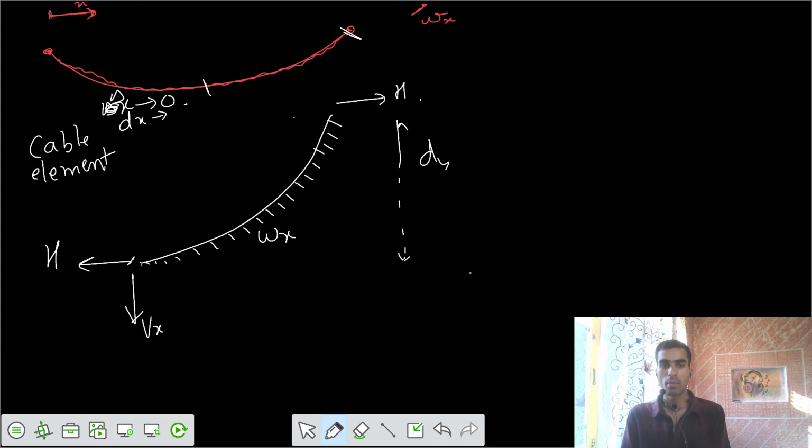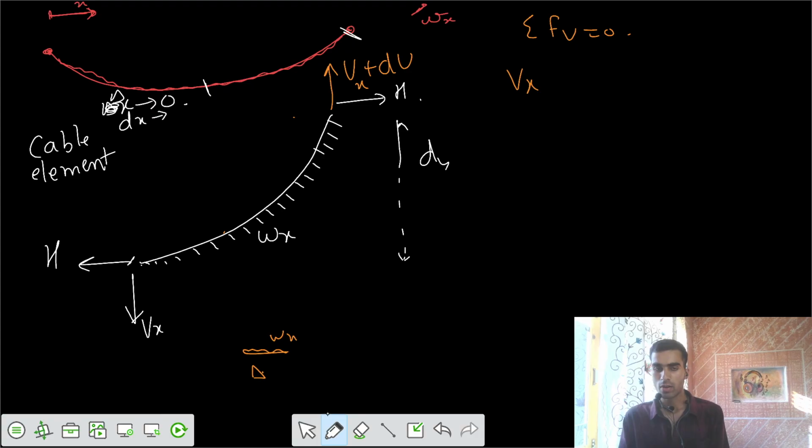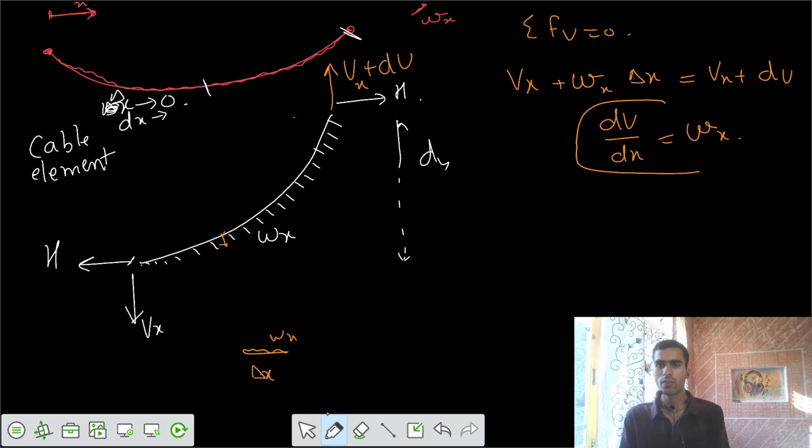And from this side, because of this UDL, here we have some internal force of V plus dV, Vx plus dV. Now if I apply summation of Fv equals 0, I would say that Vx, then the UDL. If the loading is very small, we can treat it as a UDL wx for the length of that small dx, delta x. So I can write that Vx is downwards, plus the intensity wx times delta x, also downwards, is balanced by Vx plus dV. So I can write dV by dx equals wx. This we already know.